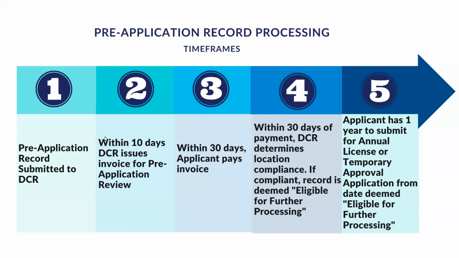So the pre-application record processing timeframe is really just the prospective applicant submitting the record for DCR consideration, DCR issuing the invoice within 10 days, the applicant paying that invoice within 30 days, and then within 30 days of the payment of the invoice, DCR would review the record and determine location compliance. If the proposed business premises is deemed eligible for further processing, then the applicant has up to 1 year from that date to submit an application, whether it's an annual license application or a temporary approval application, depending on what's available at that time.